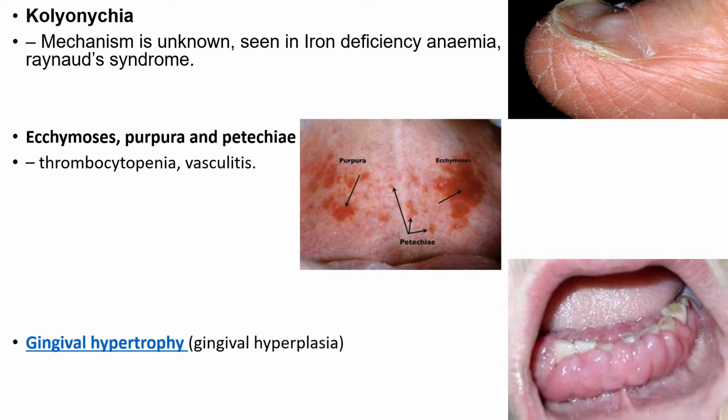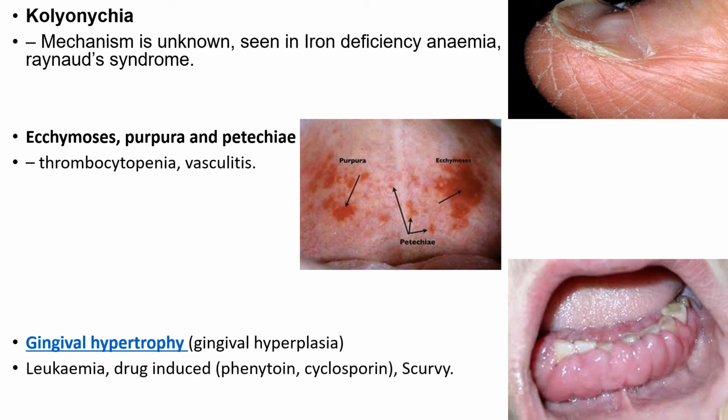Gingival hyperplasia. Yeah, gingival hypertrophy or hyperplasia. The gingiva can increase in size, and in this instance, it's almost completely obliterated the teeth. There can be several causes, one of which can be leukemia. The leukemic cells get caught in the gingiva and cause them to hypertrophy. They can also be drug induced due to phenytoin or cyclosporin, and can also be a sign of scurvy.